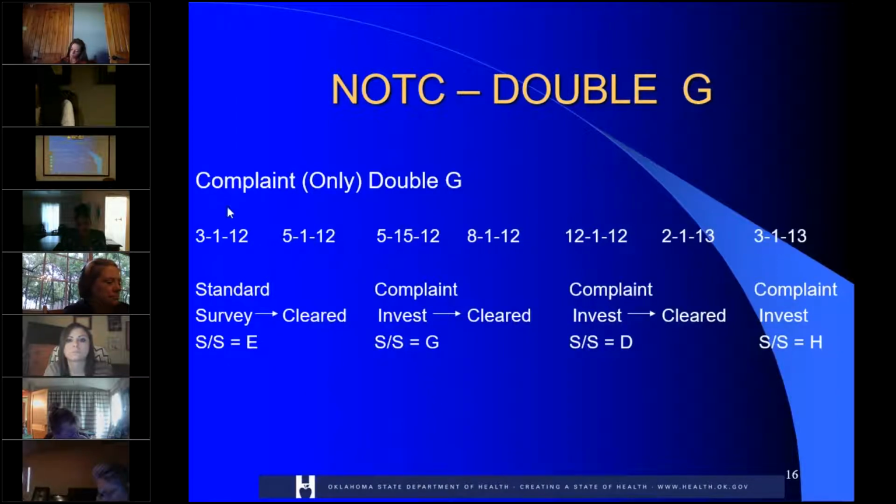Let's see if I can put this somewhere where it's not going to interfere much. There it works. Okay, is that the same one?